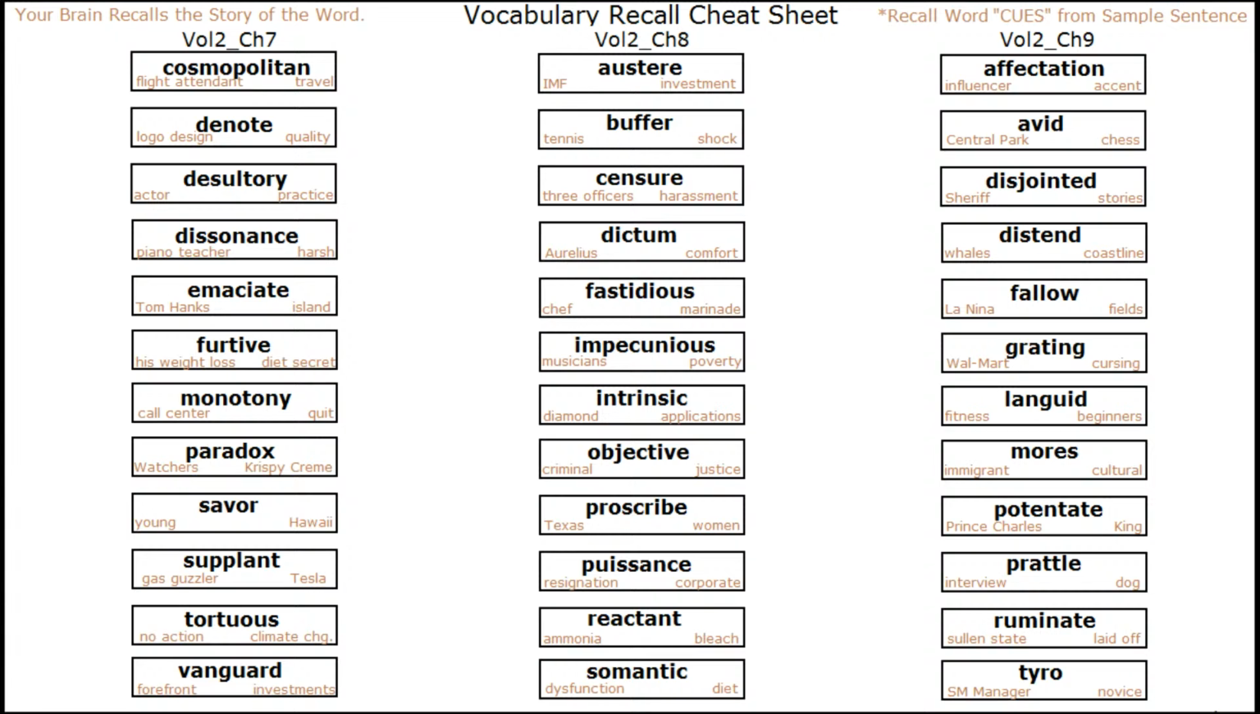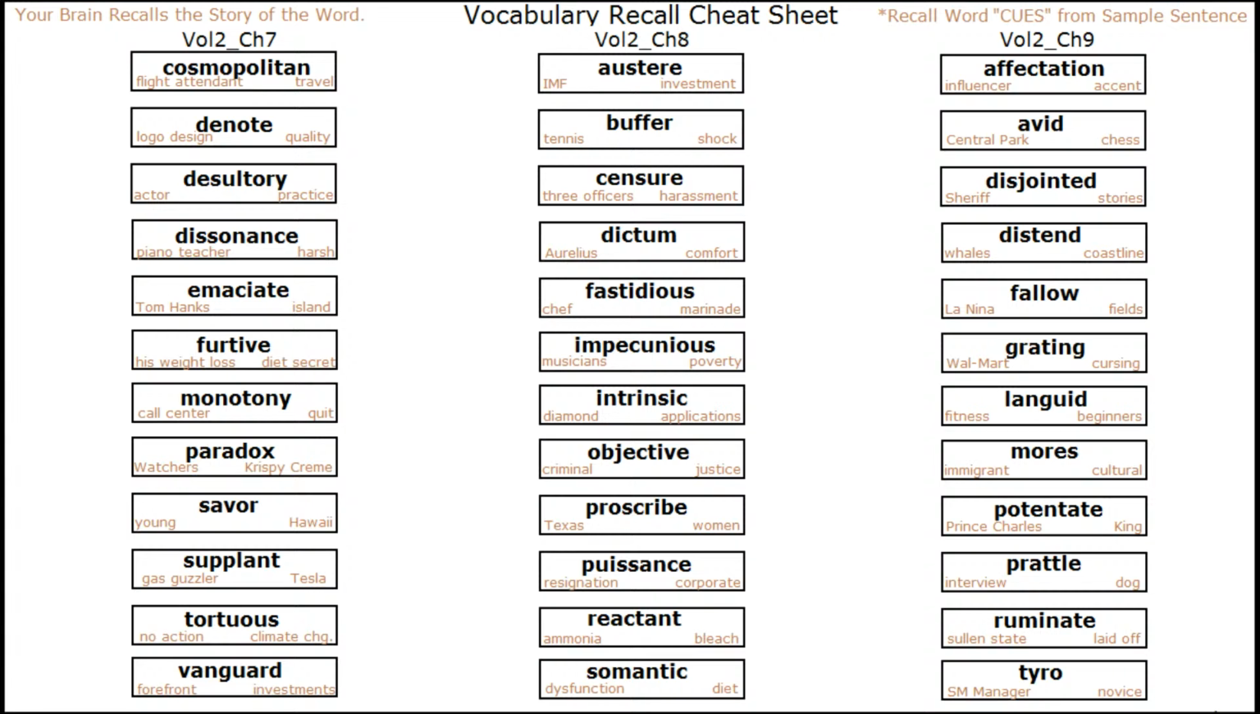Desultory, the actor was very good at the craft but didn't practice, so it was a desultory situation. Dissonance, harsh sound that piano teachers are accustomed to. And here, I don't actually have the sample sentence in front of me, but I'm able to remember the sample sentence simply because of the 2 keyword triggers. And we try to frame our sample sentences so that there's a unique story that you'll recall when you go over.